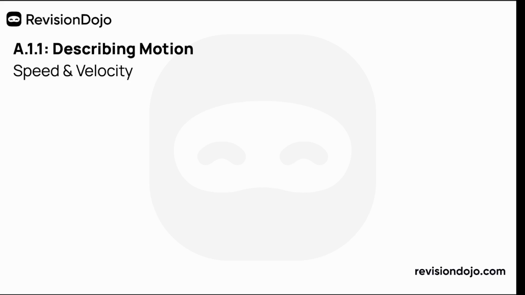All right. Let's take a look at the second section of this 8.1.1 describing motion subunit. It is speed and velocity. So, speed and velocity are the scalar and vector quantities that use the meters per second unit. Meters per second, more commonly written in physics as m s^-1. These notations are equivalent mathematically, just like.